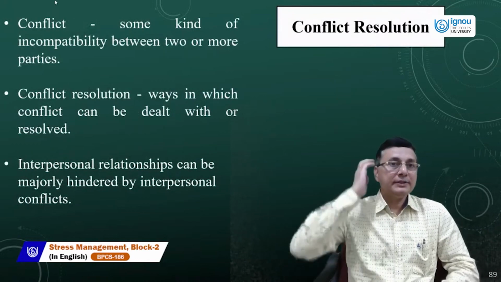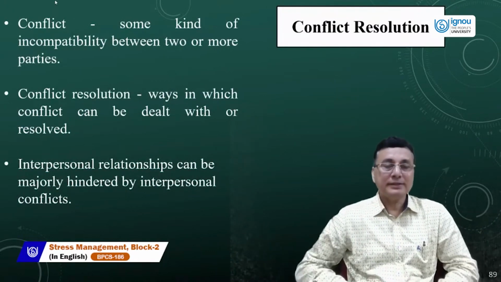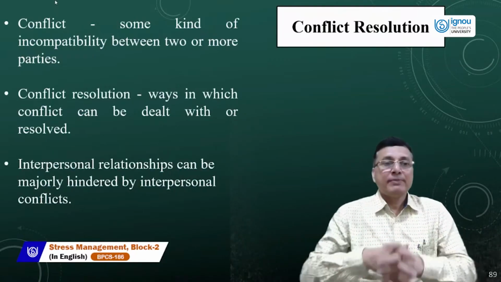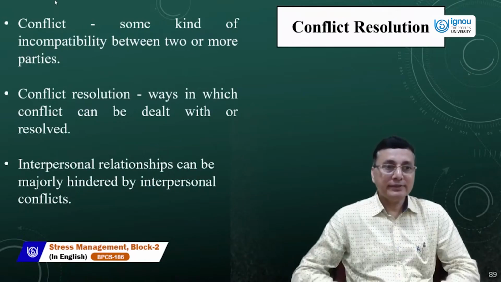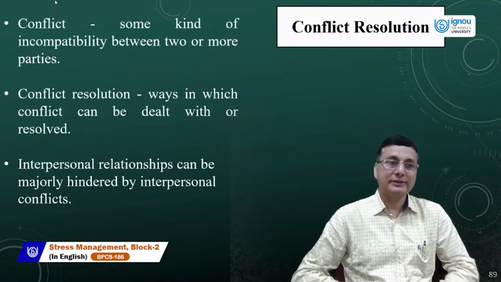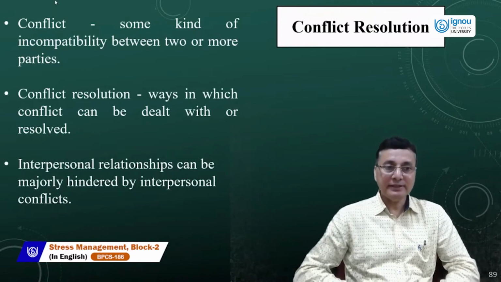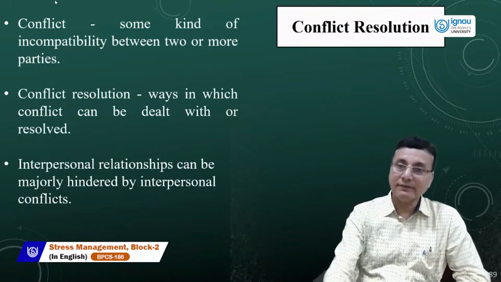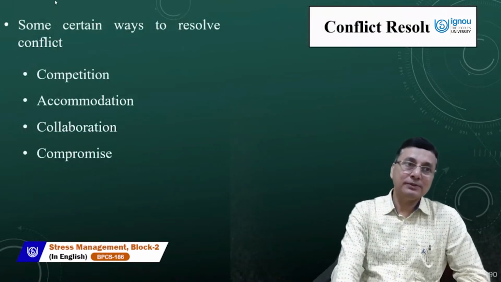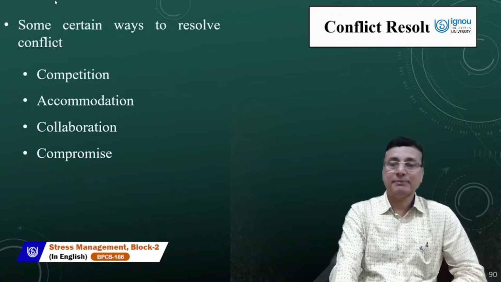Conflict resolution. Conflict is some kind of incompatibility between two or more parties. So if incompatibility is more, the conflict will be more. The ways in which conflict can be dealt with or resolved is called conflict resolution. Interpersonal relationships can be majorly hindered by interpersonal conflict. We all know this. Some certain ways to resolve conflict are competition, accommodation, collaboration, and compromise.